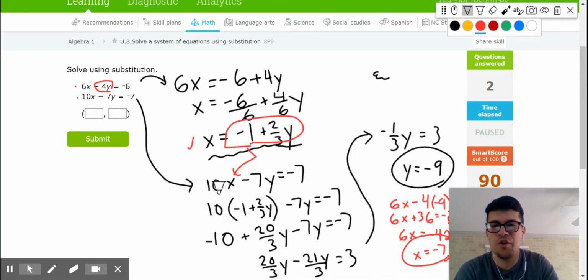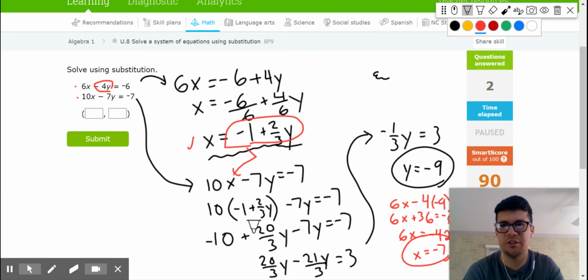So my equation is 10x minus 7y equals -7. When I substitute my expression that I solved in the first part, I have 10 times (-1 plus 2/3 y), minus 7y equals -7. Then it's about distributing, and I picked a hairy one, right? This one is one with fractions. It might look a little difficult. It's not bad. Distributing the 10 gives me a -10. Distributing the 10 to the 2/3 y gives me 20/3 y. Then I have minus 7y equals -7.